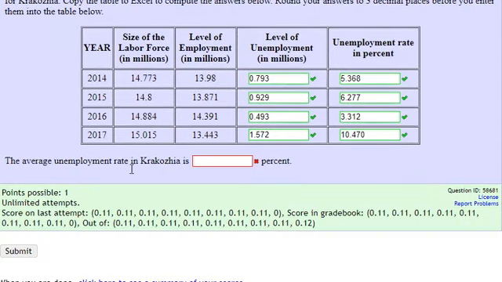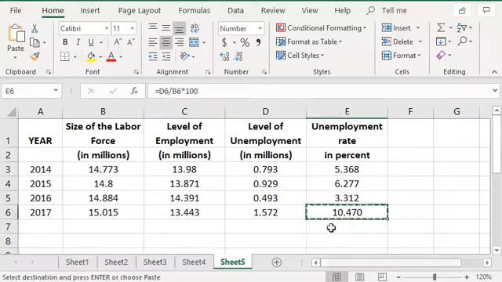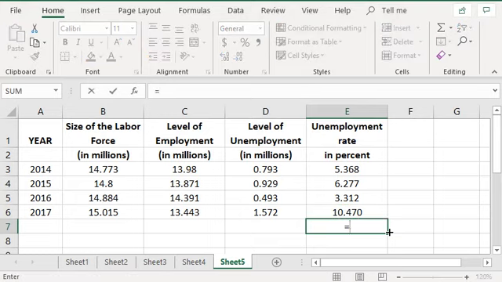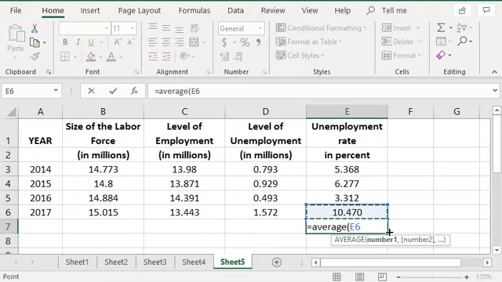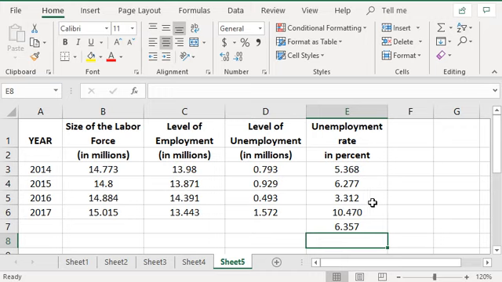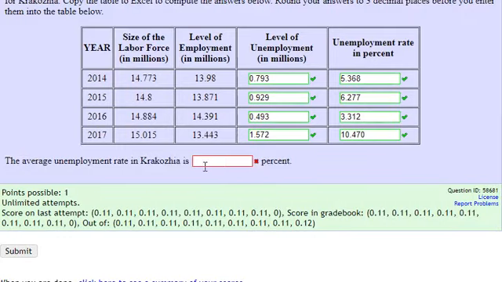The only thing we have left to do is to calculate the average unemployment rate in Crocatia. So we go back here, and right here we're going to type equals AVERAGE, and then highlight the numbers. So we got equals AVERAGE(E3, which is that. The colon means to, so E2:E6 right there. Close parenthesis and then hit enter. And the average unemployment rate is 6.357. And we hit enter and we get them all right.